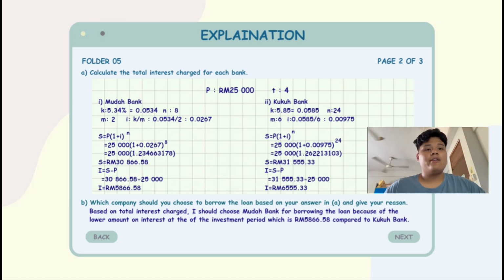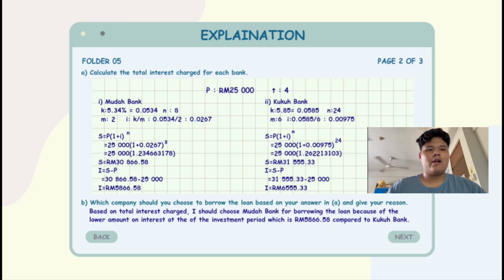The same goes for Coco Bank, where you use the same formula and break down the information so it is easy to insert into the formula. P is 25,000, k is 5.85, which you divide by 100 to get 0.0585, and m is 6 because it is compounded every 2 months. To find i, you insert 0.0585 divided by 6 to get 0.00975. Then insert the information into the formula: P = 25,000, (1 + 0.00975), and n is 24.